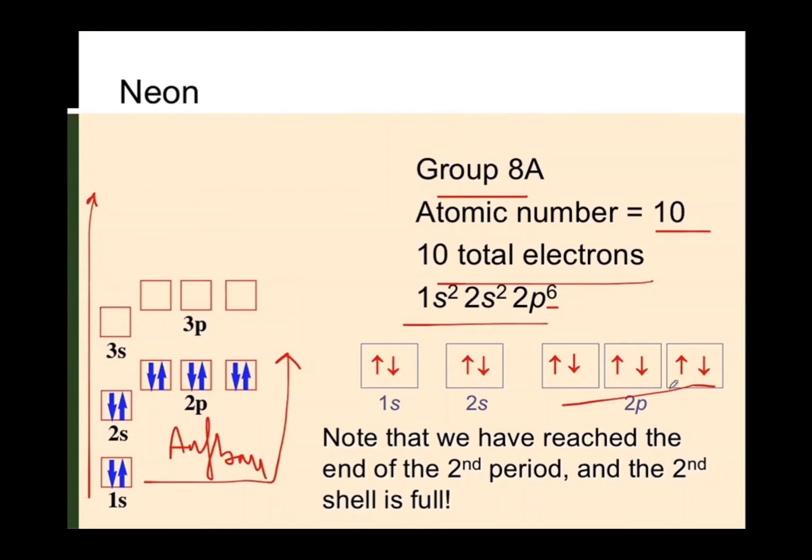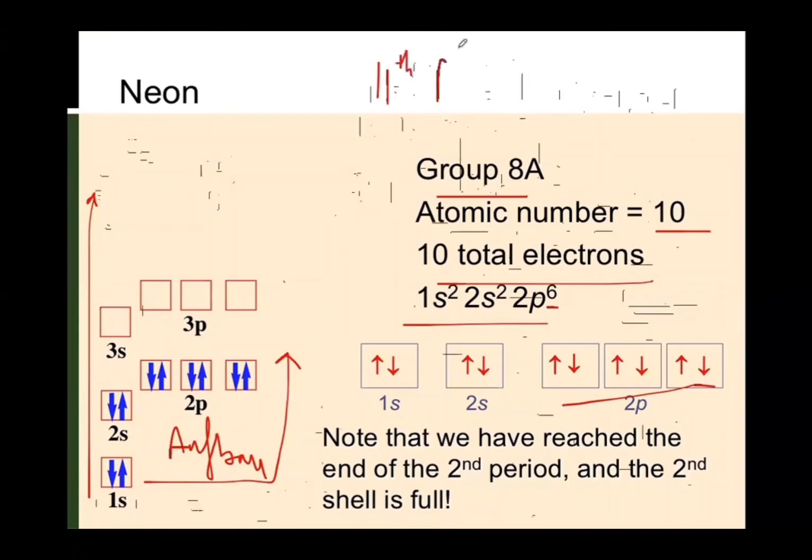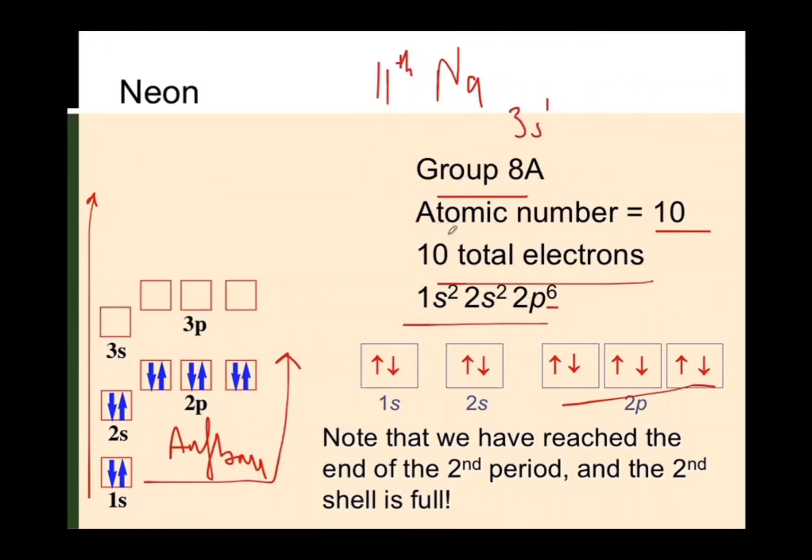So this is the end of period 2, the end of the second period. The second shell is full. And going on now, the next electron that we get, i.e. the 11th electron, which is the 11th element, sodium, is going to have electrons in the 3s orbital. It's going to be 3s1. We've filled up now with neon. We have reached the end of the second period. The second shell is full. The next one that we go to, we will be entering n equal to 3 principal quantum number orbitals.